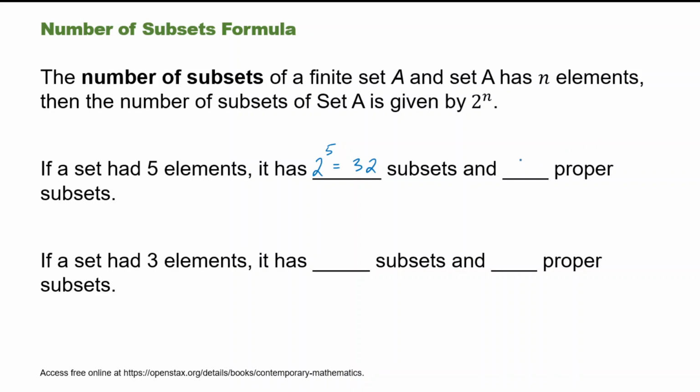So a set has 5 elements, it has 2 to the 5th power subsets, which in this case is 32, and that means that it has 31 proper subsets, because the only subset we wouldn't include that would not be a proper subset would be the set itself. We'd take one of them off the list. If a set had 3 elements, then it has 2 to the 3rd subsets, which is 8, and therefore would have 7 proper subsets because we would remove that last set that is the set itself.